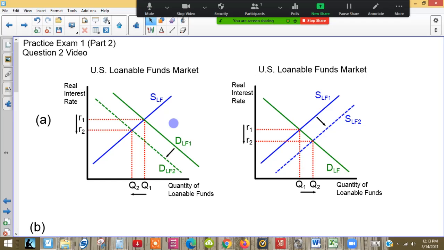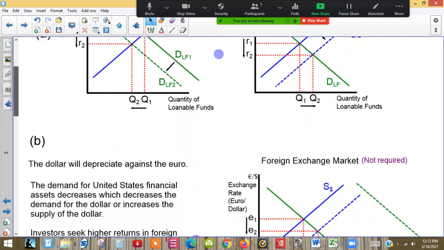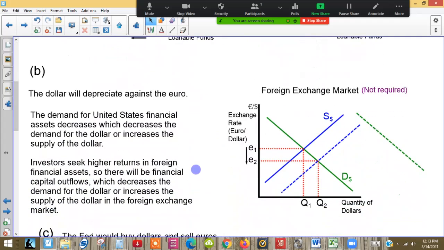Or you could draw the shift to the right in the supply of loanable funds. So the supply of loanable funds is going to increase because when the government increases its budget surplus, that's going to increase national savings. Okay, so that's part A. Either one of these graphs would be correct. Okay, part B.